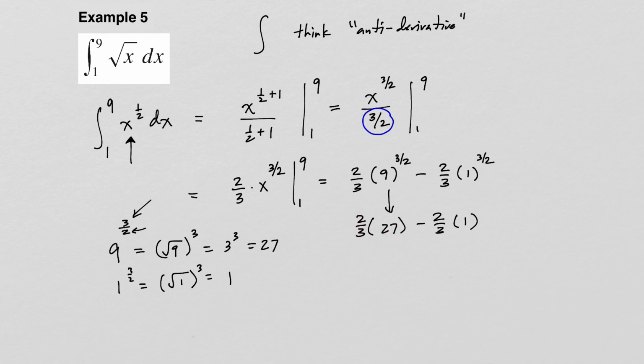So 2/3 times 27, that's going to be 18, minus 2/3 times 1 is 2/3. And then to subtract these, probably would have been better just to keep the 3 in the denominator there. But we have 54 over 3 minus 2 over 3, which ends up being 52 over 3. This is our exact answer.